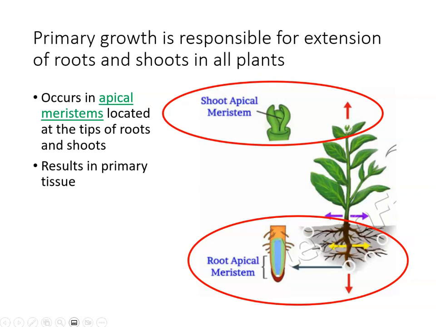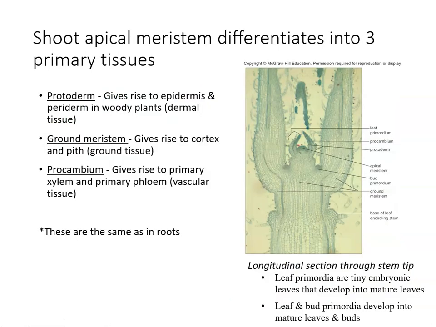Let's take a closer look now at the apical meristem of a shoot. Within that apical meristem of the shoot, there are 3 primary tissues. They're listed here and shown in the microscopic image at the right with the labels. You can see here this dark little bubble area, that's the apical meristem. So let's read about this together here. Protoderm is the tissue in the apical meristem that gives rise to the epidermis and the periderm in woody plants.